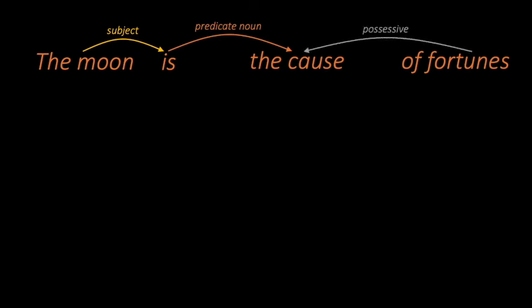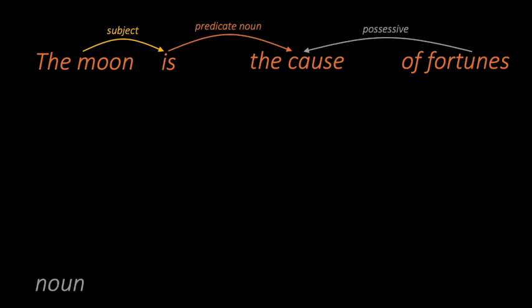The moon is the cause of fortunes. As with the previous sentence, we'll do the relations between the words first. The moon and is are subject and verb. The cause is a predicate noun connected to the subject by the copula is. Fortunes has a possessive relation to the cause. All right, now we can determine the forms.